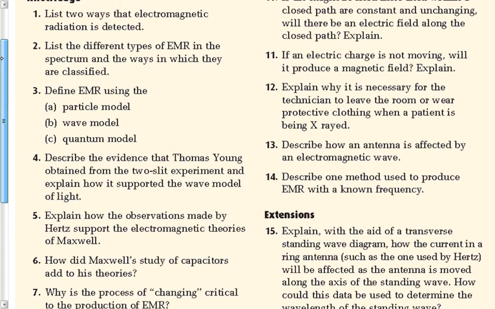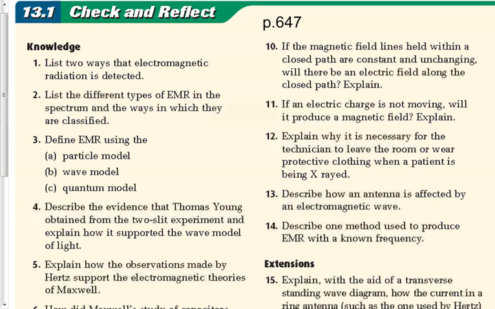And finally, number 10. If the magnetic field lines held within a closed path are constant and unchanging, will there be an electric field along the closed path? In other words, will that magnetic field generate the electric field if the magnetic field lines are constant and unchanging? It's a simple yes or no answer to the first part of it, at least. What is it? No. And what's the explanation to that simple one-word answer?